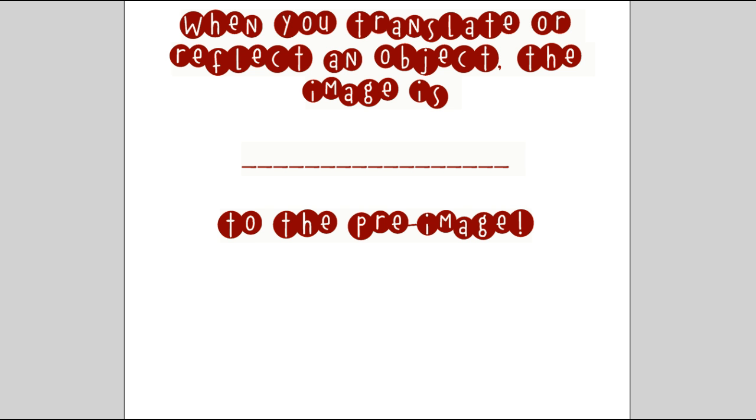Okay, last thing. When you translate or reflect an object, the image is blank to the pre-image. Congruent. Write the symbol. You don't have to write the word.